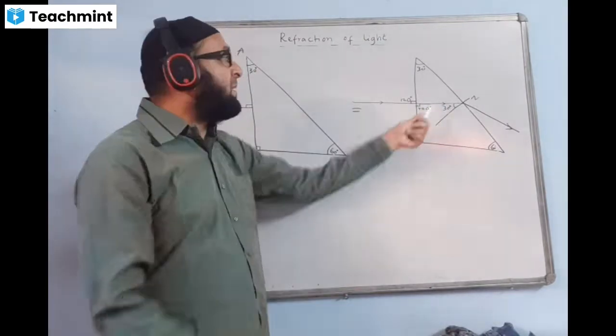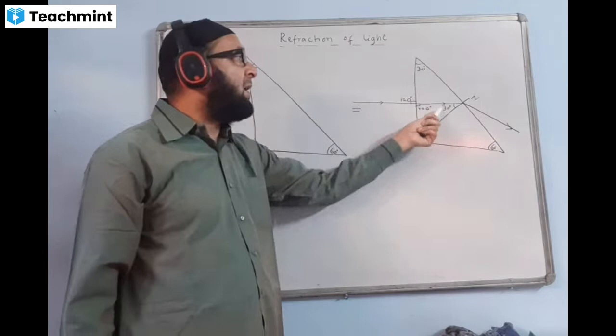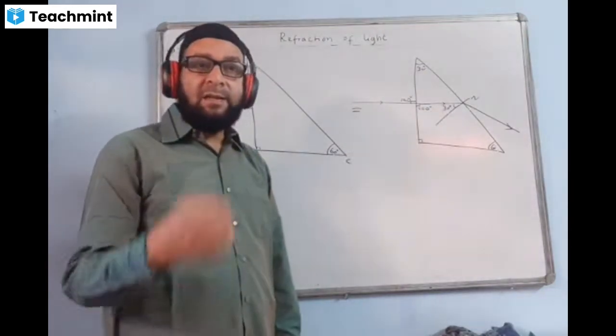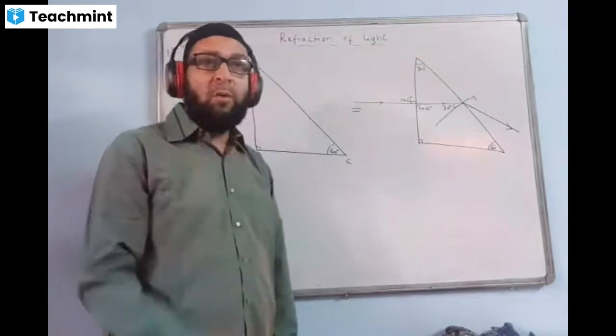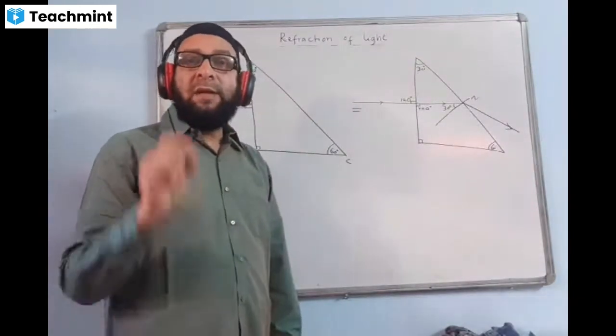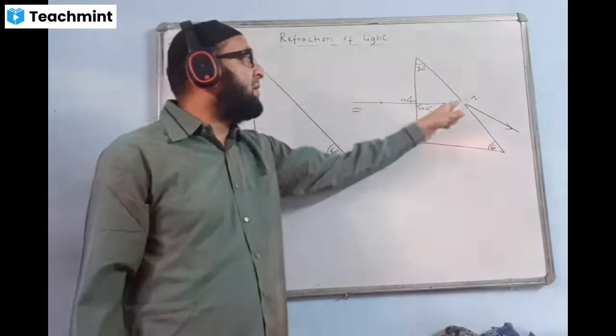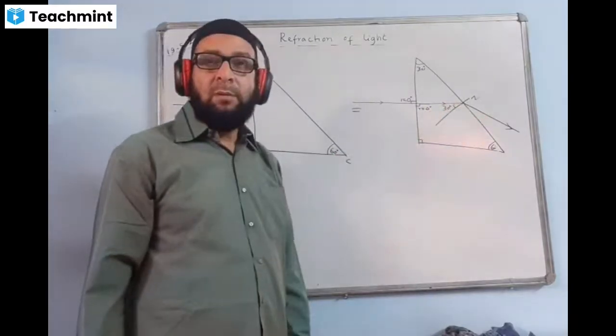Now we will compare this angle. This is the angle of incidence, 30 degree. We are comparing this angle with the critical angle. Is this angle less than, equal to, or more than the critical angle? We check. Because we know the critical angle value is 42 degree, we find this angle is less than critical, so rays are refracting away from the normal.